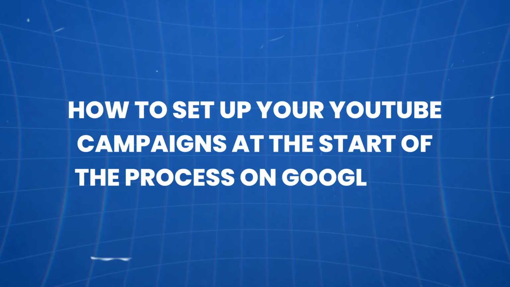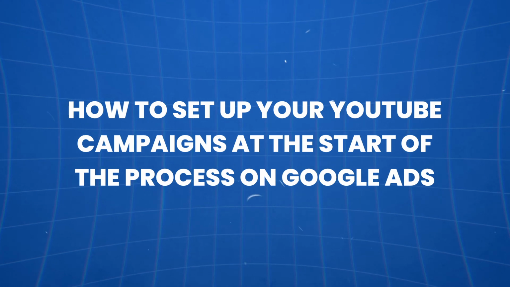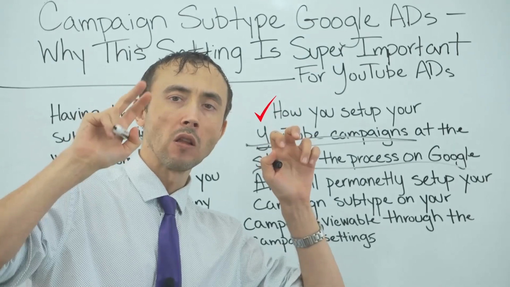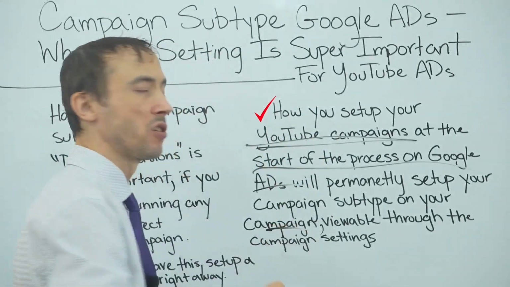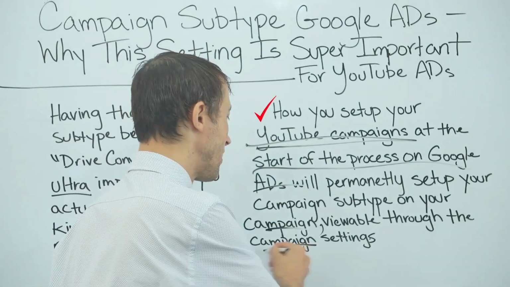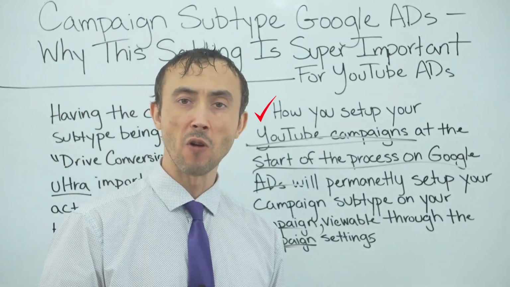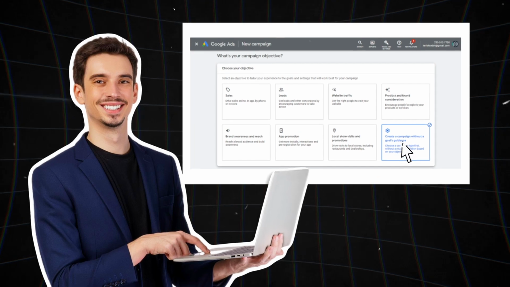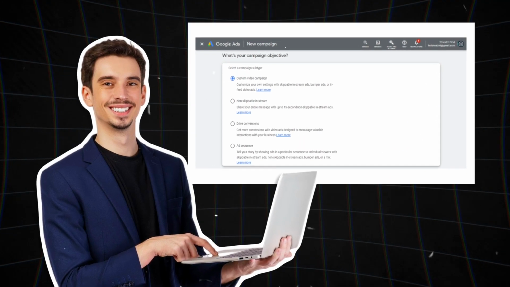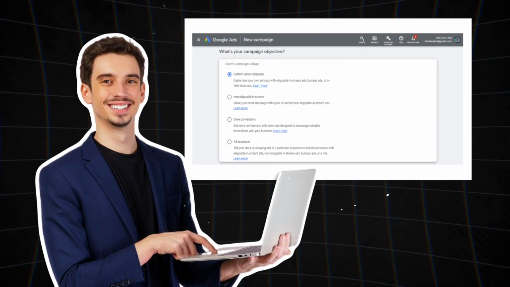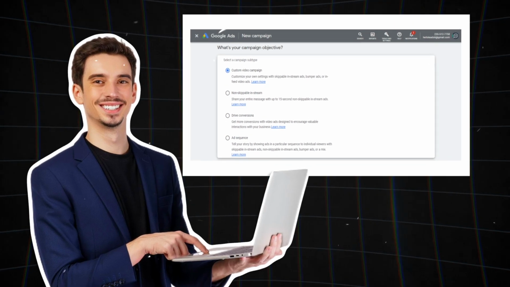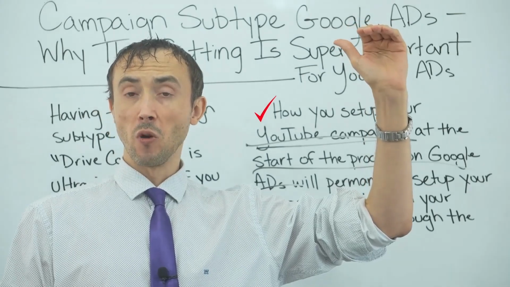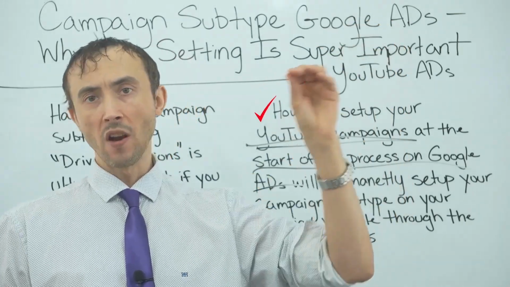How you set up your YouTube campaigns at the start of the process on Google Ads will permanently set up the campaign so-called subtype on your campaign, which is, by the way, viewable through the campaign settings themselves. So if you are already running YouTube ads and you want to see what your subtype is, you just simply click on the gear icon on your campaign to go under the settings, and then under campaign subtype, you can see what it says, whether that be drive conversions, awareness, or whatever subtype you have, which was determined based upon the questions that you were asked when you set up that YouTube campaign, what your objective is.